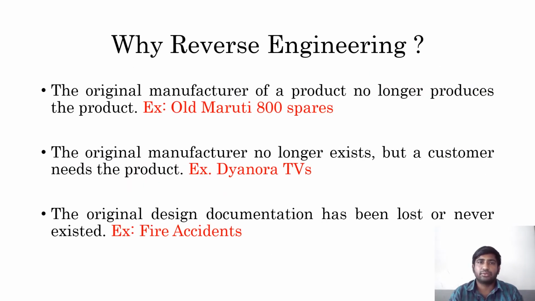So why reverse engineering? This is the prime thing we should know about. The original manufacturer of a product may no longer produce the product. For example, in the case of old Maruti 800 parts, the manufacturer no longer produces the existing product. In these cases reverse engineering comes into the picture. If we are in need of some Maruti 800 spare, we have to scan the old spares. After that, we create a 3D model. Then we transfer the 3D model into any manufacturing systems to create the replacement parts.